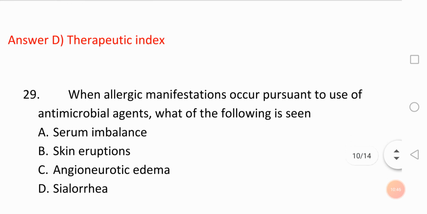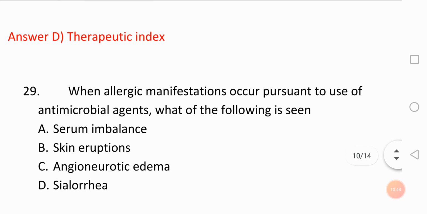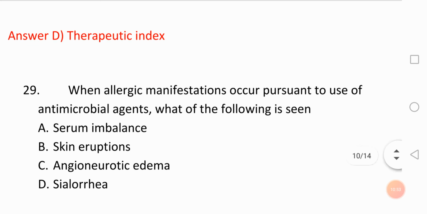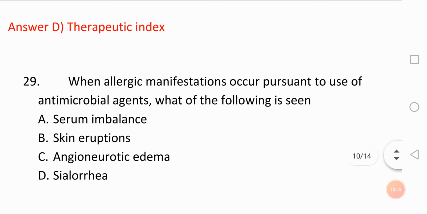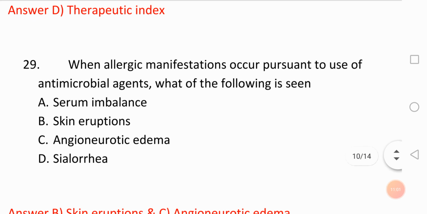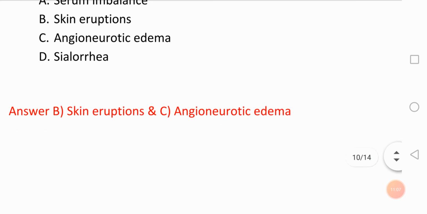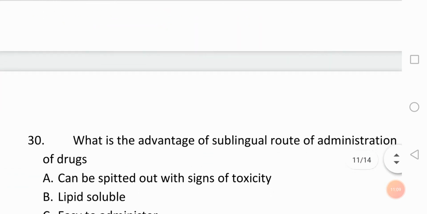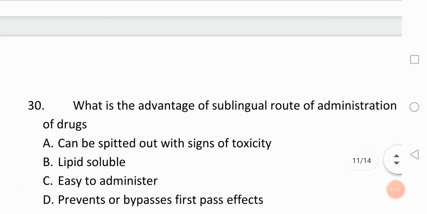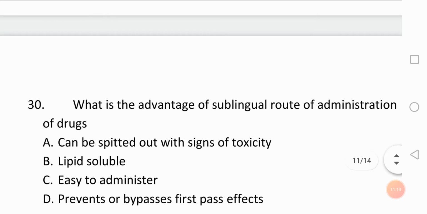29. When allergic manifestations occur due to the use of antimicrobial agents, which of the following is seen? A, serum imbalance; B, skin eruptions; C, angioneurotic edema; and D, sialorrhea. The answer is B, skin eruptions, and C, angioneurotic edema.